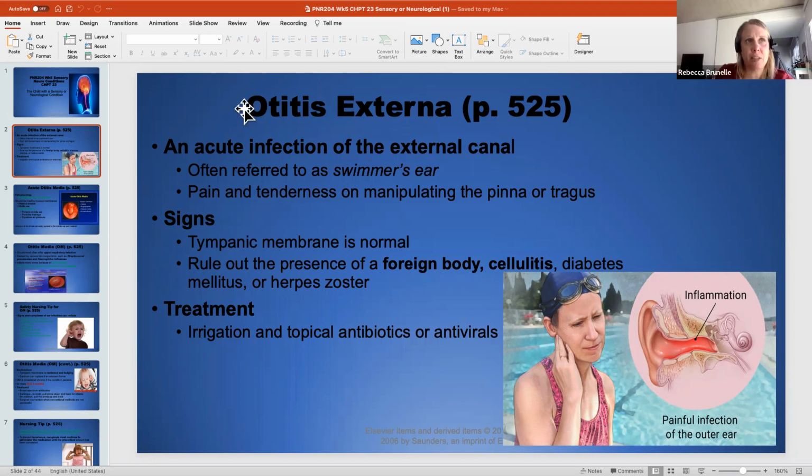So this is the first thing that we're talking about. It's an infection of the ear canal, so it doesn't go beyond the tympanic membrane. That's also called swimmer's ear, and it's pretty painful, but it doesn't normally require them to take an oral antibiotic. They just normally irrigate the ear and then they put in drops. It's also called swimmer's ear.